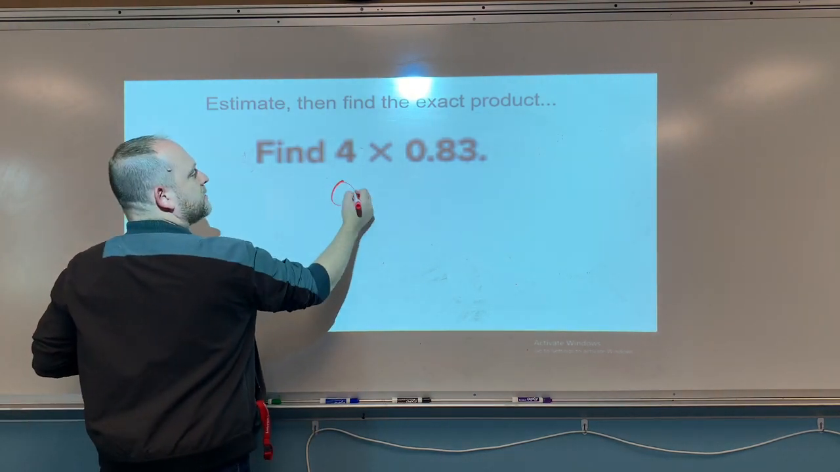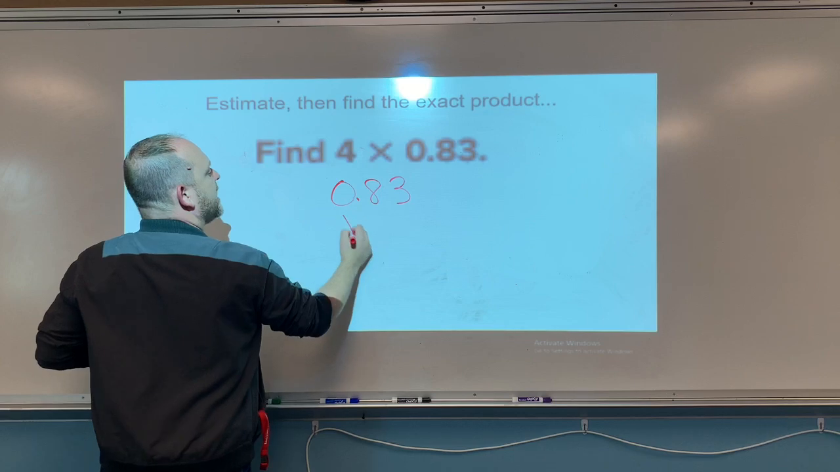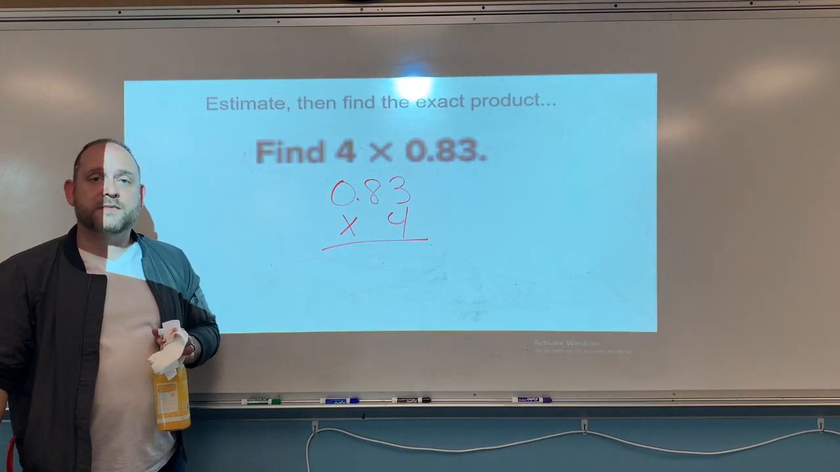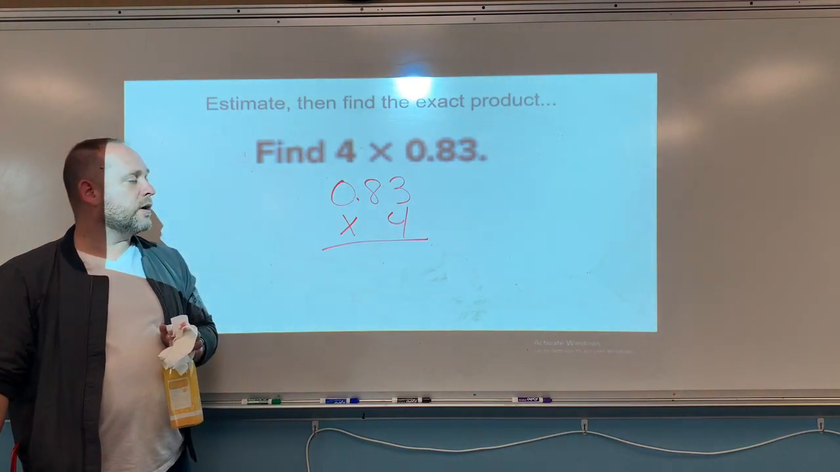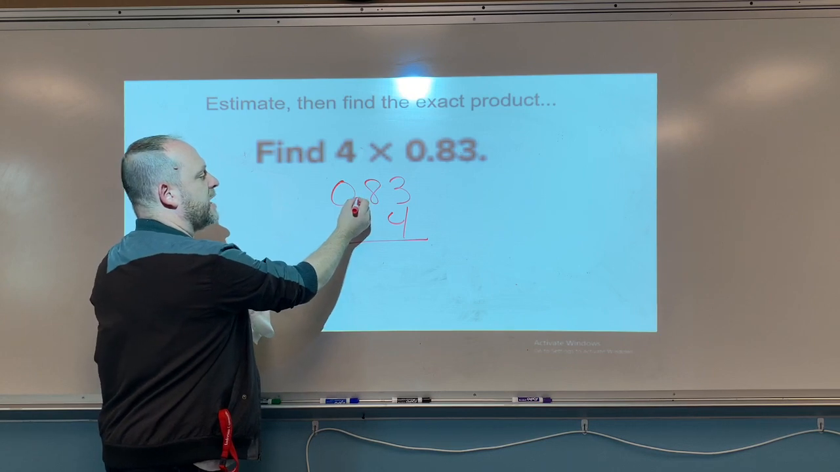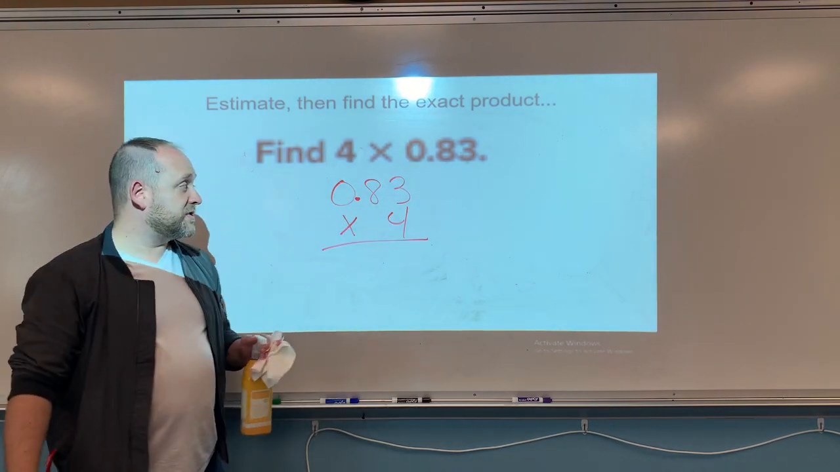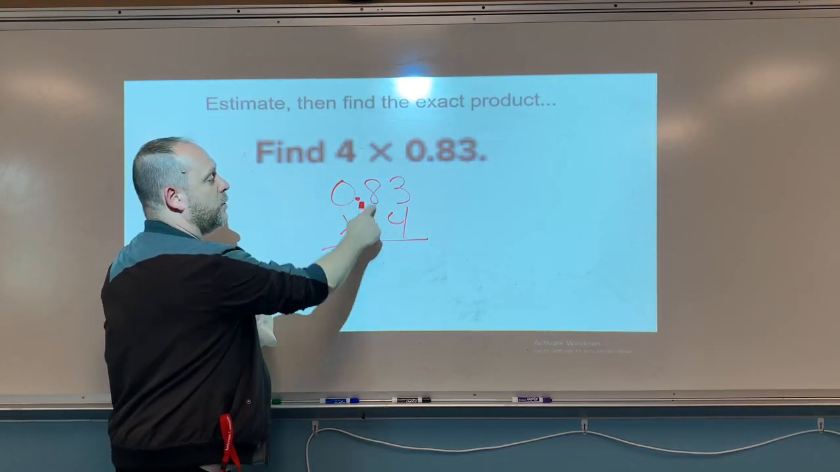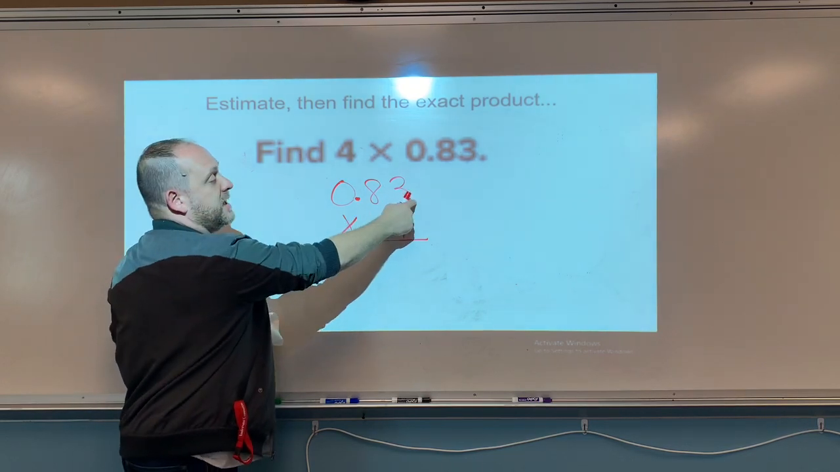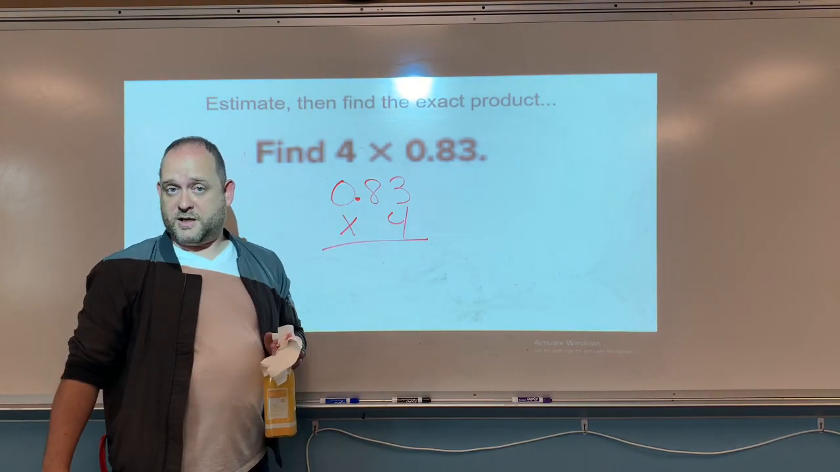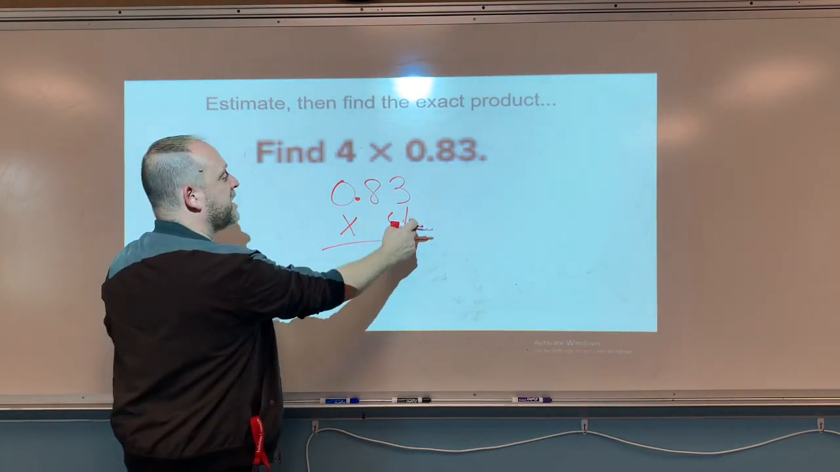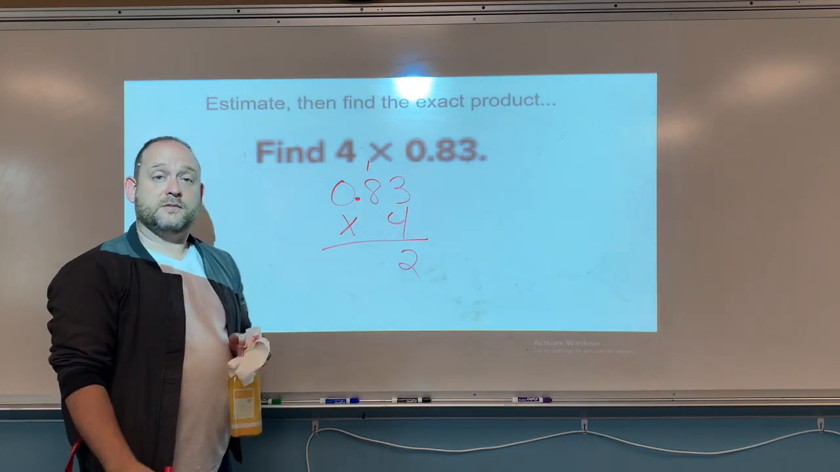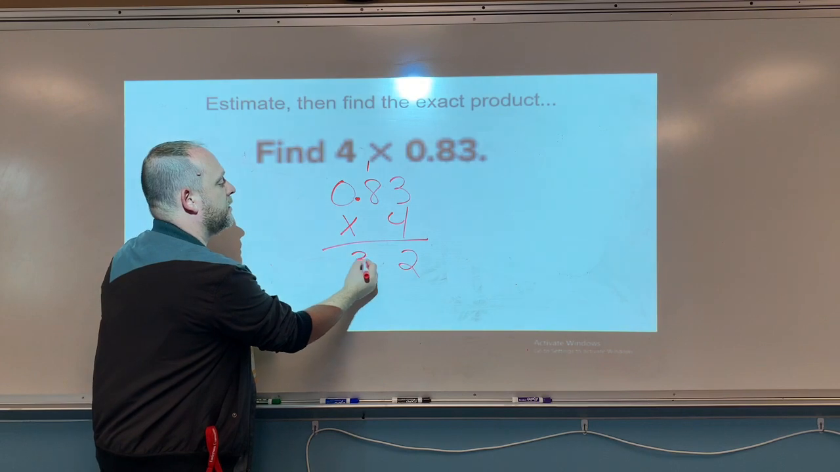So I'm going to rewrite this. 0.83 times 4. I like to do my multiplication up and down. It just helps me out. All right, so like I said before, we're just going to worry about however many decimal points we have in our question. We're going to put that many in our answer. So when I'm done here, I know I'm going to need a 10th spot, and I'm going to need a 100th spot in my answer. That's all I need to know. Other than that, I'm just going to do regular multiplication. 4 times 3 is 12. Carry our 1 up. 4 times 8, 32, plus another one gives me 33.